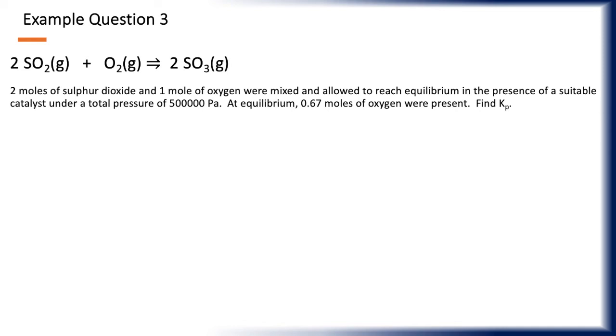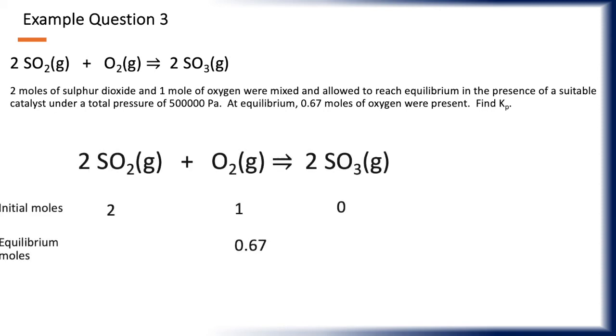Moving on to example 3 then. There it is. Have a look. You may want to have a go at this yourself, see if you can manage without going through the answers. So we know we've got 2 moles of SO2, 1 mole of oxygen, and we mix them and we allow them to reach equilibrium with a total pressure of 500,000 pascals. And we know that at equilibrium we have 0.67 moles of oxygen, and we have to find Kp.